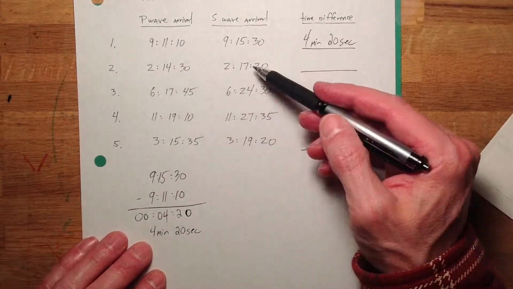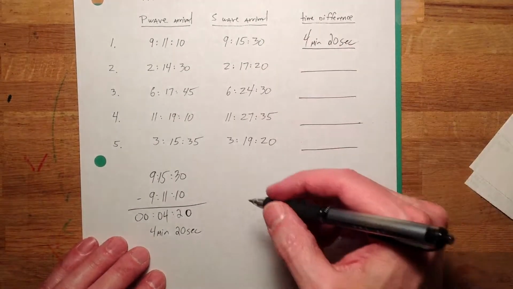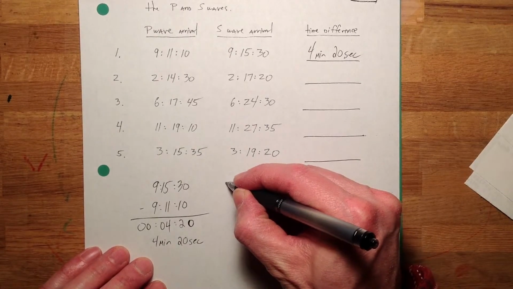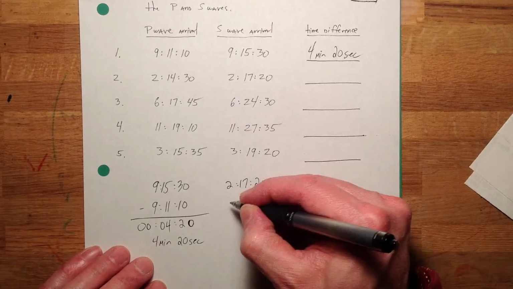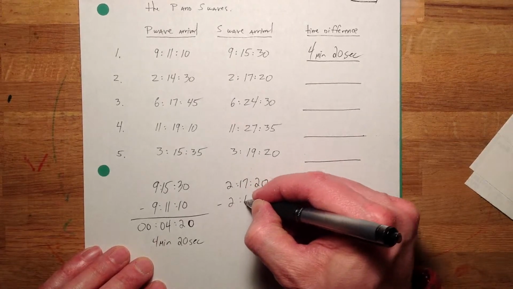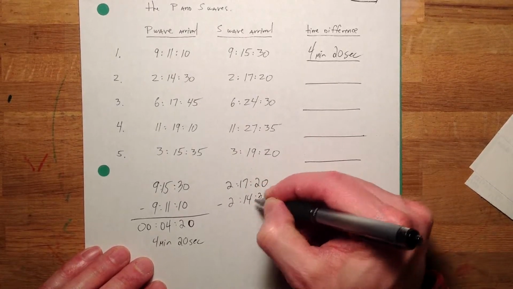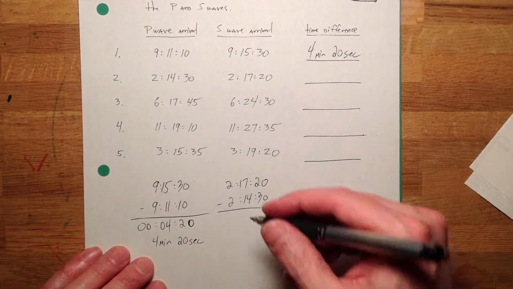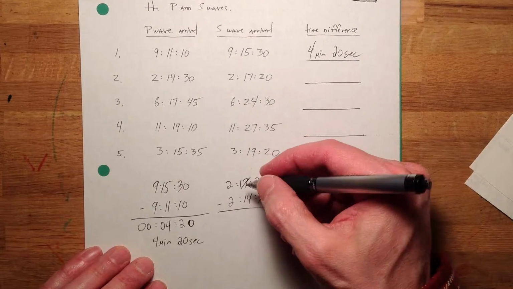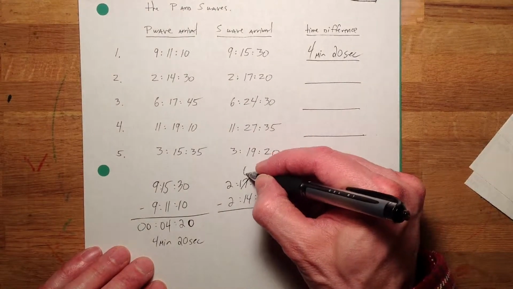2 this time and this time. We're going to subtract them. That goes on top. Here we go. 2:17:20 minus 2:14:30. Can I take 30 away from 20? I can't. I need to borrow. Here we go. That becomes 17 minutes becomes 16 minutes.